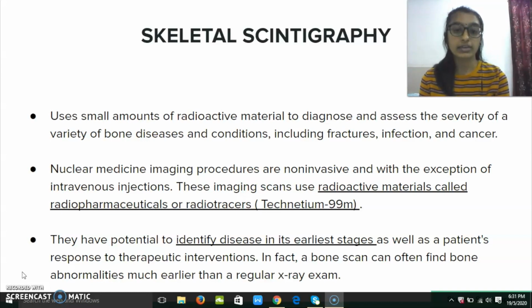This imaging scan uses radioactive material called radiopharmaceuticals or radiotracers. An example of a radiotracer used in skeletal scintigraphy is technetium. They have the potential to identify disease in its earliest stage as well as patients' response to therapeutic intervention. In fact, a bone scan can often find a bone abnormality much earlier than a regular X-ray exam.